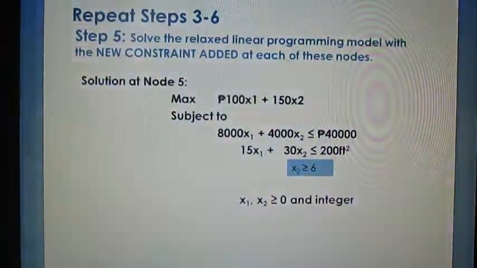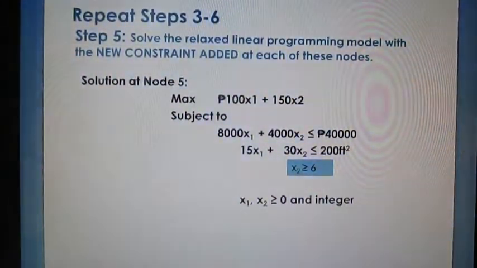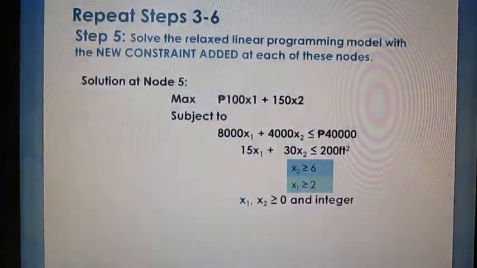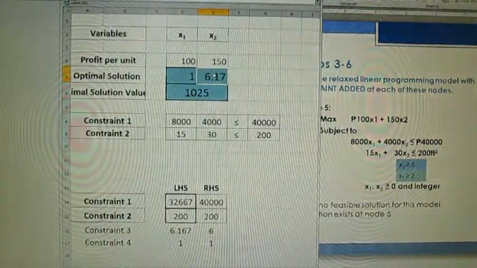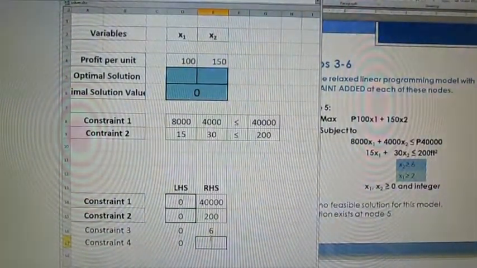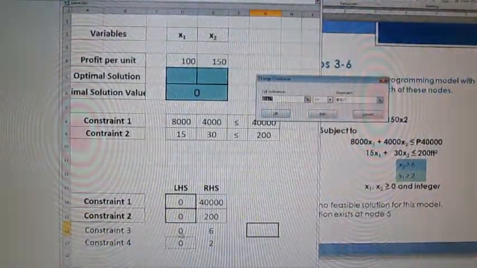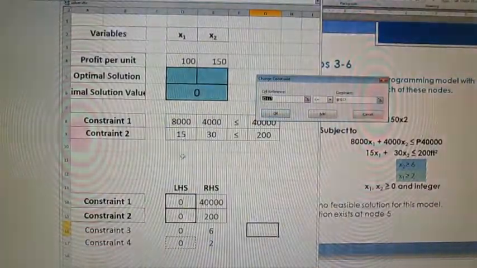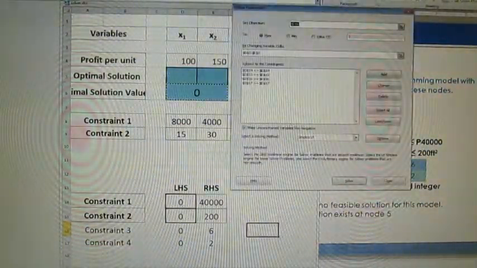Tapos, let's solve naman the solution at node 5. So, still, nandito pa rin yung constraint na mula sa node 3 that x sub 2 must be greater than or equal to 6. Tapos, yung constraint from node 5 na x sub 1 must be greater than or equal to 2. Tapos, isa-solve natin. So, burahin lang yung solution kanina. Then, yung constraint 4, papalitan natin. 2 yung right-hand side niya. Tapos, papalitan din natin yung constraint na yon. Constraint 4, the left-hand side must be greater than or equal to the right-hand side. Okay. And then, solve.